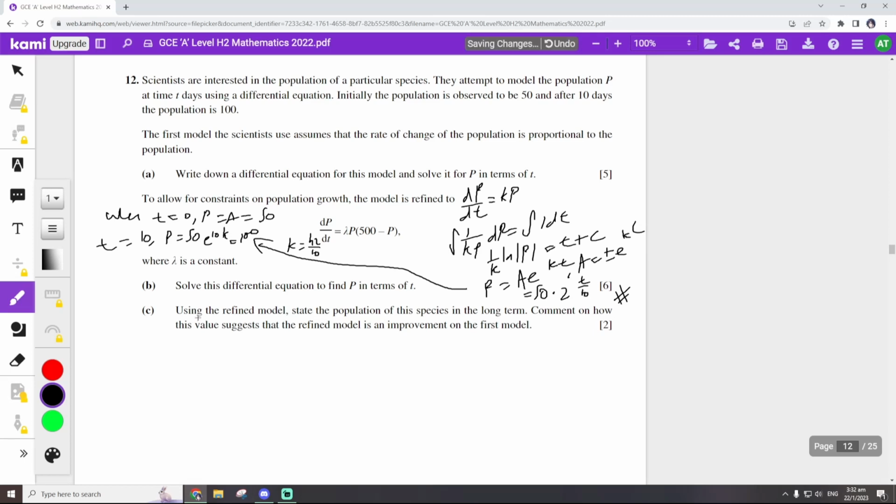Solve this differential equation. This is constraints of population growth. dP/dt is defined to be lambda P times 500 minus P. So this is the Verhulst differential equation. Logistic growth, and it is a bit more reasonable in real life, and there are some reasons for that. Okay, and you'll see why in a minute.